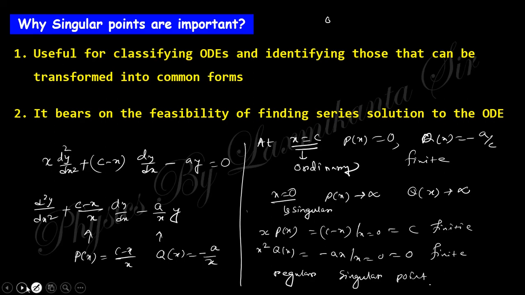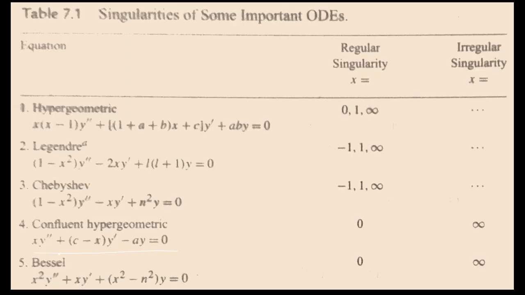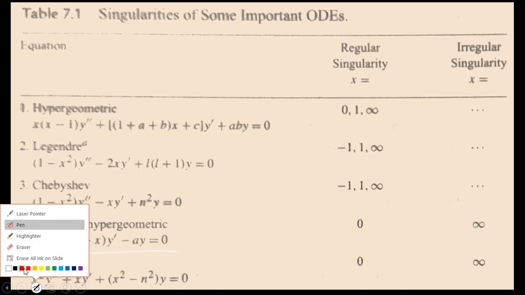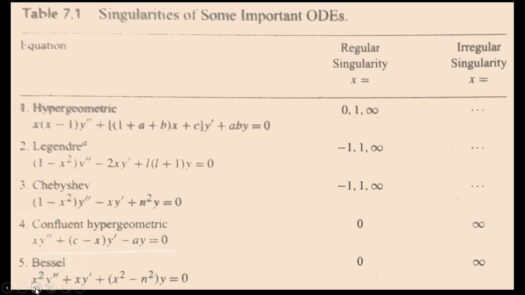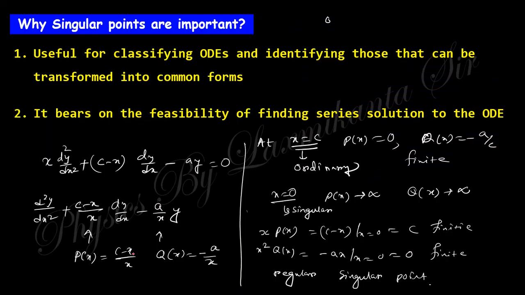You can see here, this is the regular singular point at x equals 0, and an irregular singular point at infinity. Because if you take x equals infinity, these two are also infinite, so that's why this is a singular point. If you take the square and do the calculation, you will get that this is the irregular singular point.